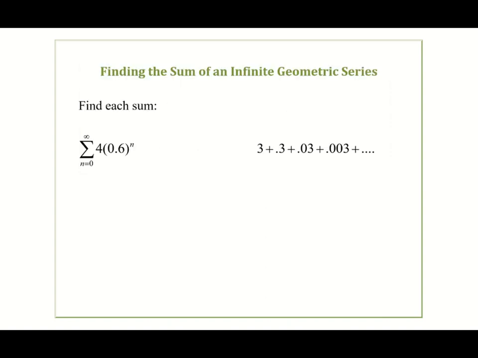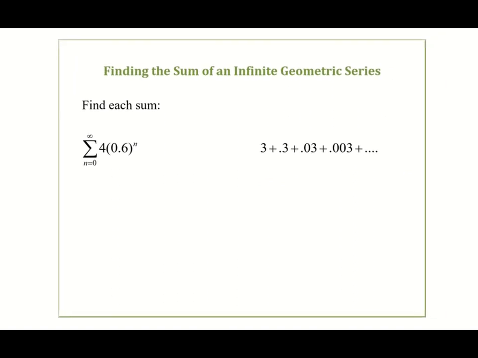So here are a couple of examples when we're looking to find, in this case, an infinite geometric series. When we're doing infinite, we're just going to do the first term, and that means the first term in our particular series, divided by 1 minus r. In this case, our first term is going to be plugging 0 in for n.